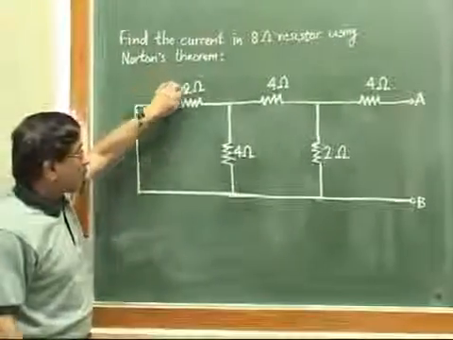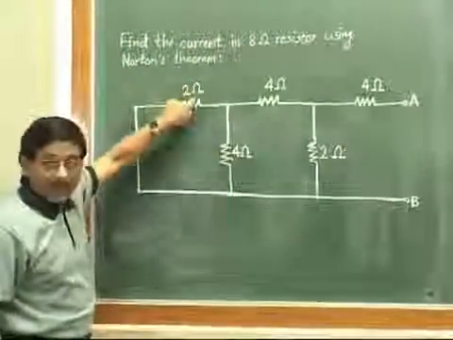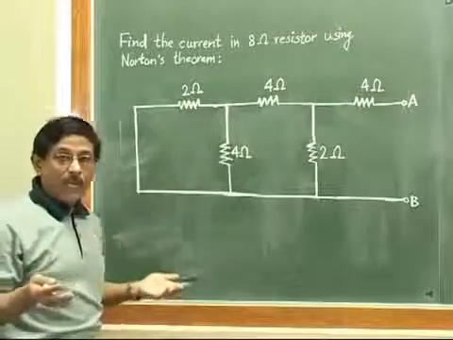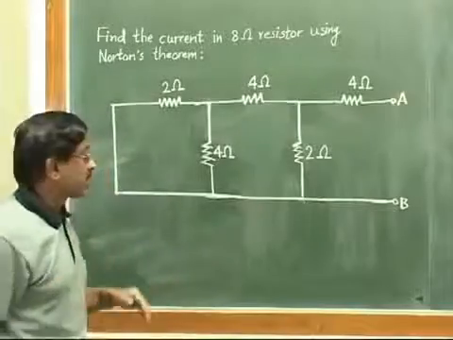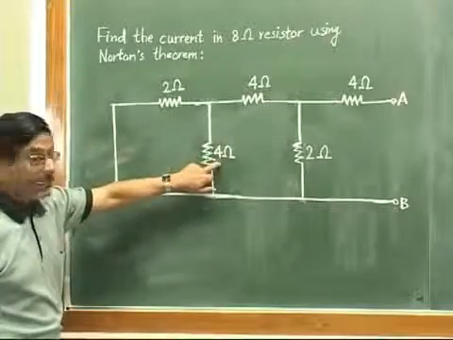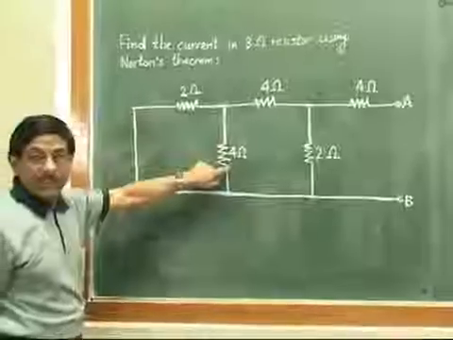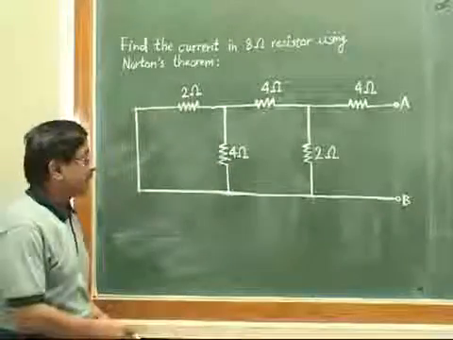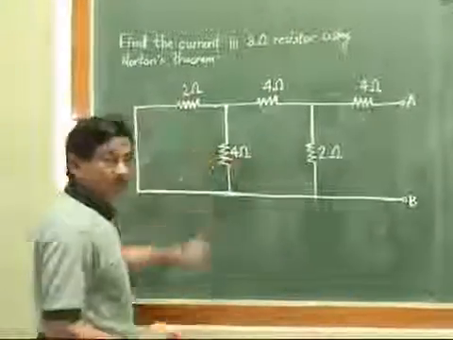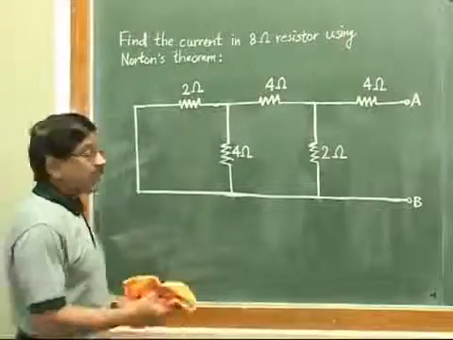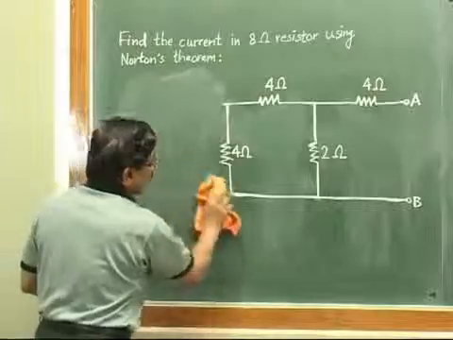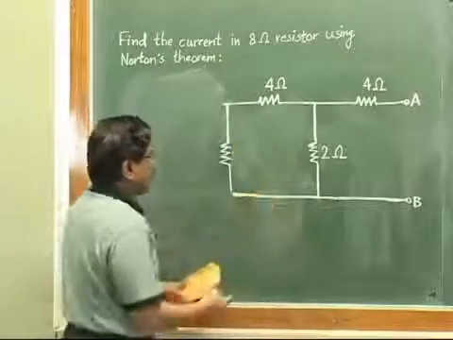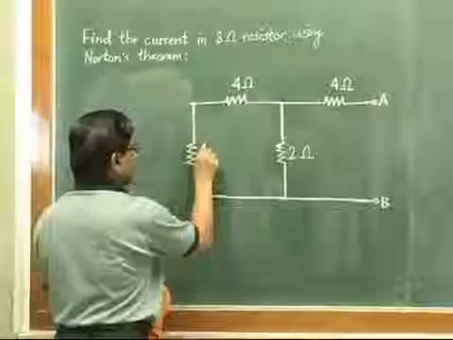What is the parallel combination of 2 and 4? The parallel combination of two resistances R1, R2 will be R1 R2 divided by R1 plus R2. So 2 into 4 is 8, divided by 2 plus 4 is 6. So 8 by 6 is 4 by 3. So instead of this 2, we now show a single resistance of 4 by 3. I will just show it like this. So your circuit reduces to this particular thing, and this value will now be 4 by 3.